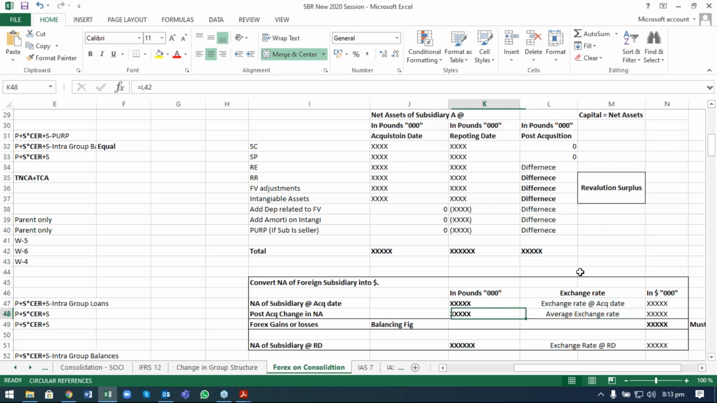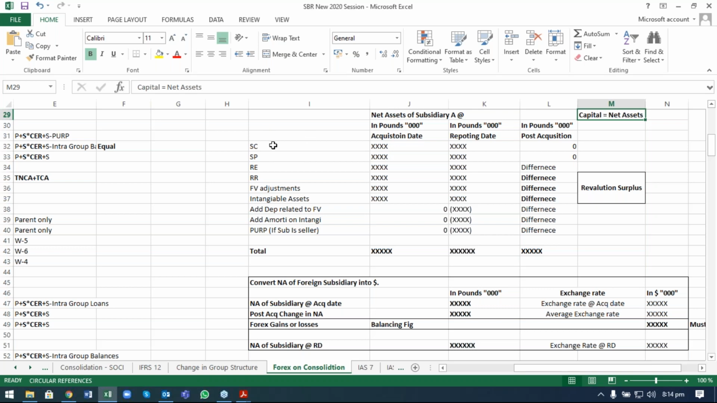Then for the post acquisition, it is actually the change in net assets, as net assets is the capital section of the subsidiary. As you mentioned earlier, net assets is equal to the capital. So there is only one change made to the capital, and that is because of the income or expense. Everyone knows that the capital structure of the company changes because of the profit made during the year, due to the total comprehensive income during the year.